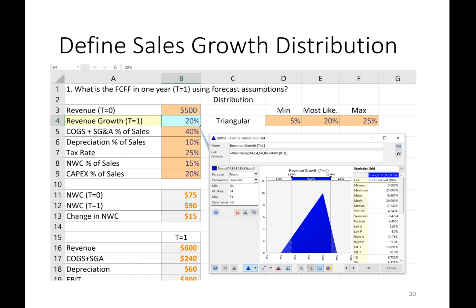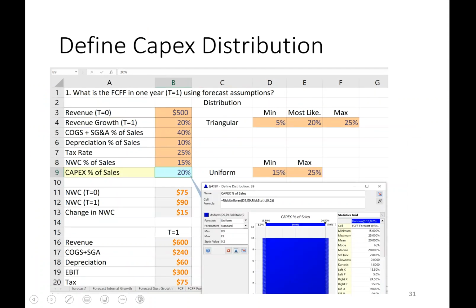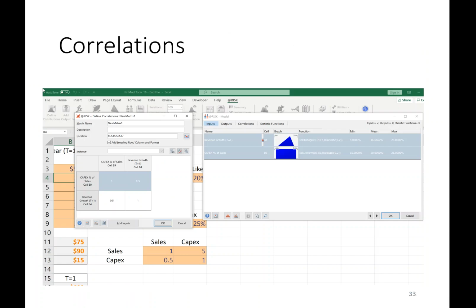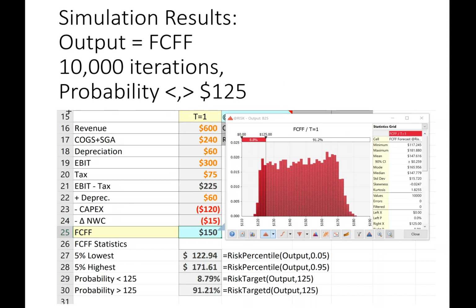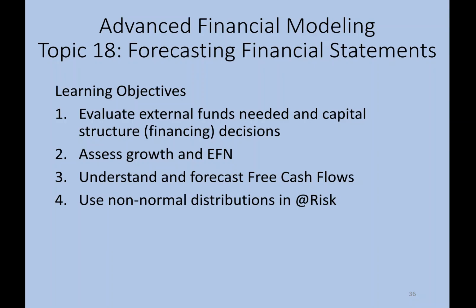So in this topic, we used non-normal distributions to estimate free cash flows and then calculate some probabilities of certain levels. That is the last topic.